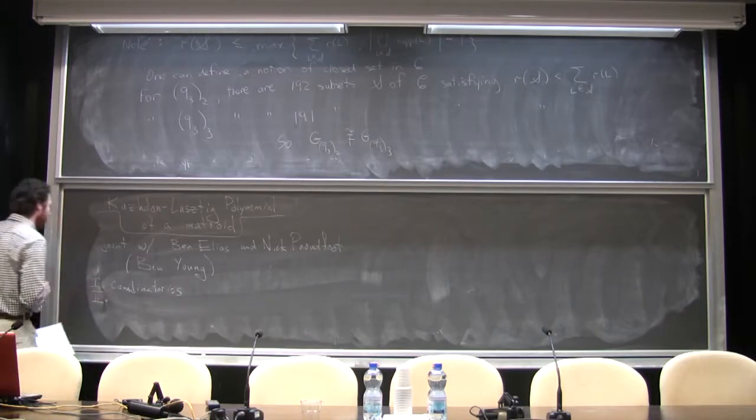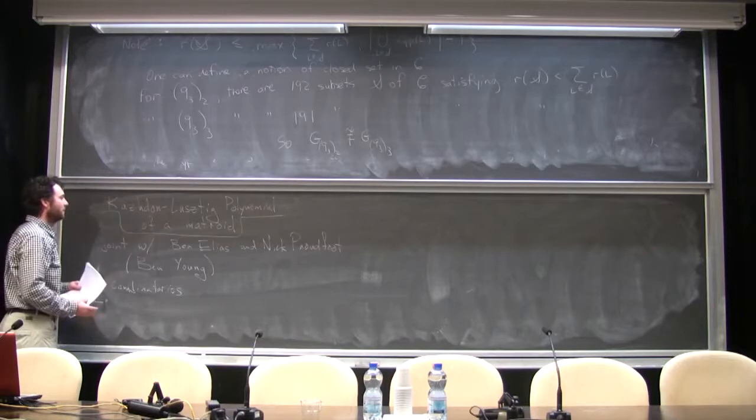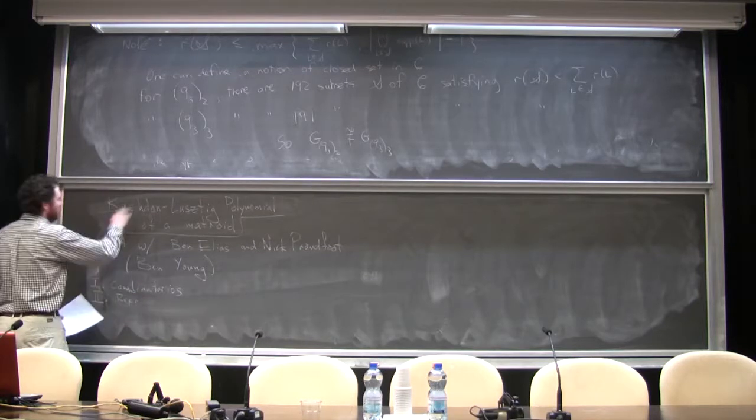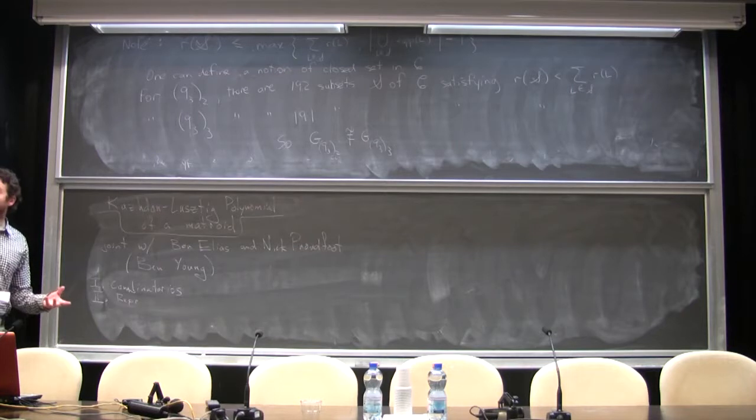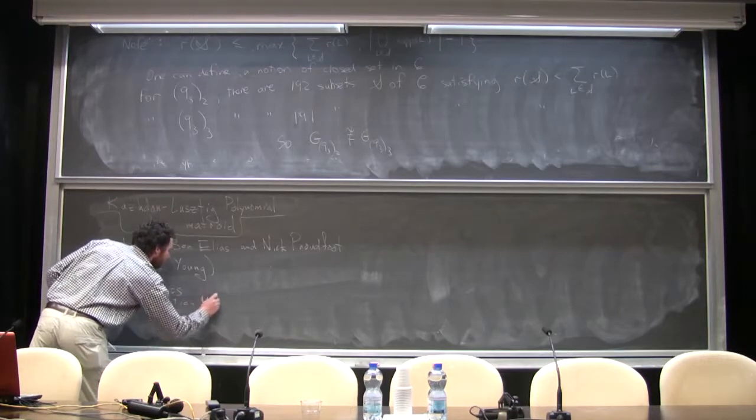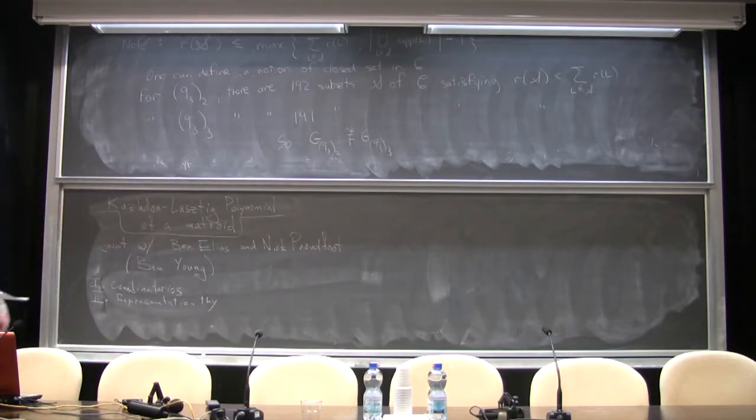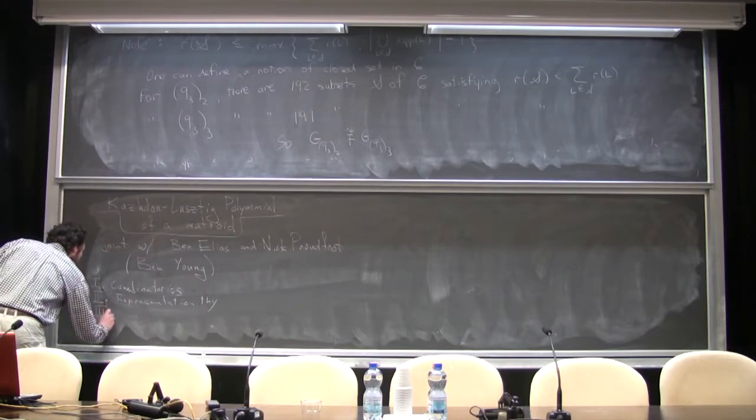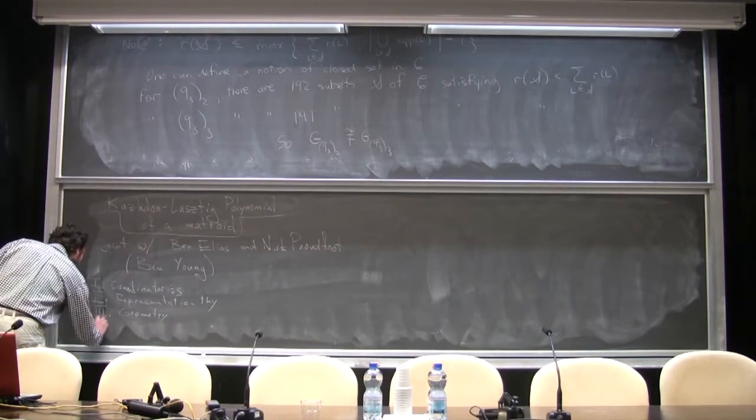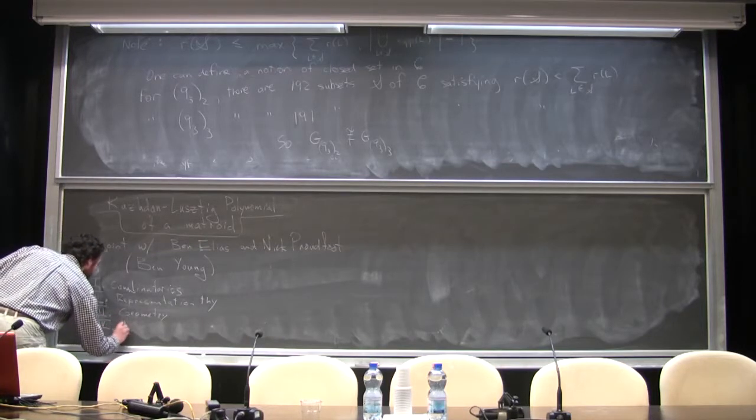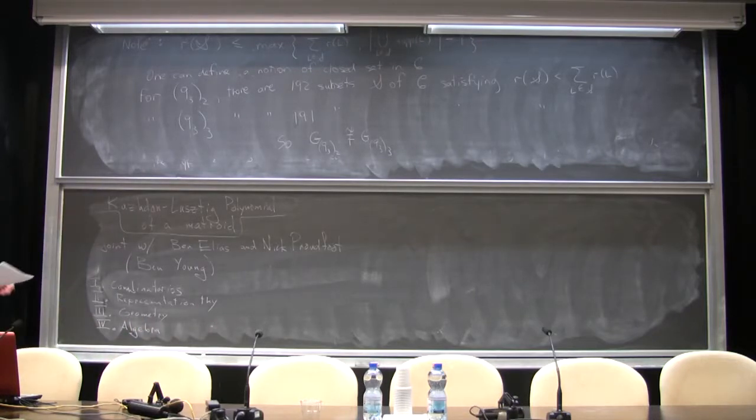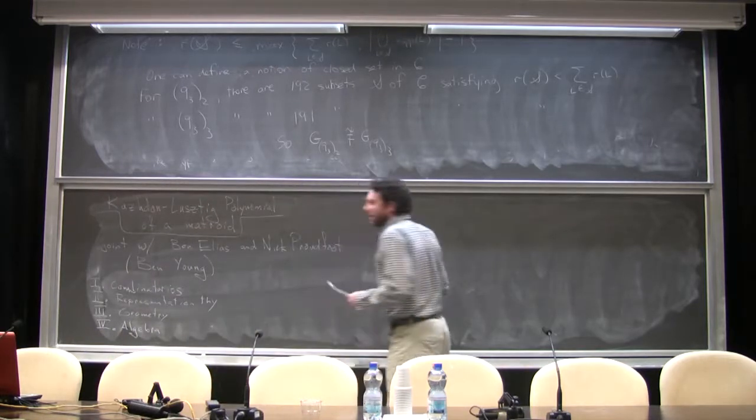And then I'll very briefly just say a few things about the Kazhdan-Lusztig polynomial representation theory, just to highlight the similarities. And then I'll say geometry. And then last, if we have time, I'll talk about some algebra. Okay, so combinatorics.